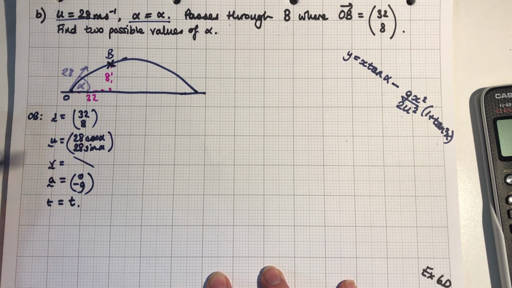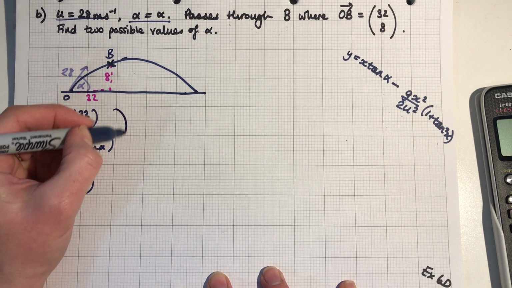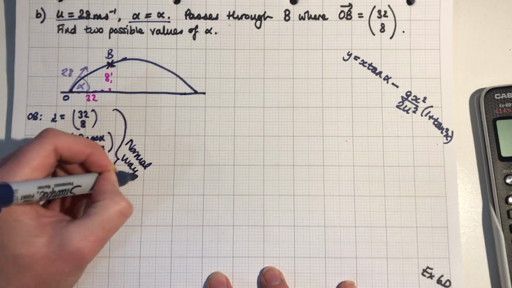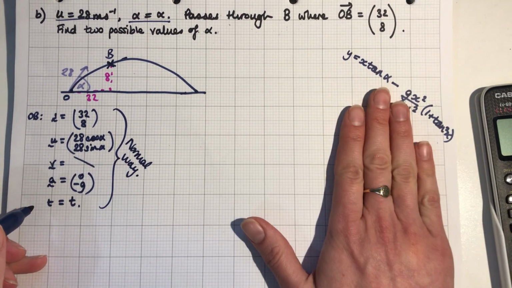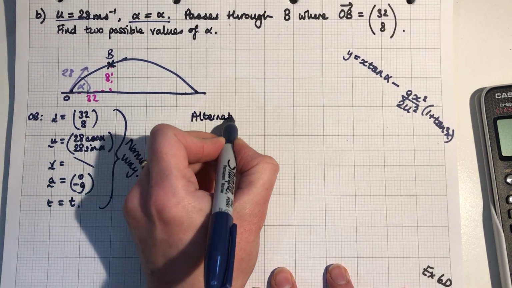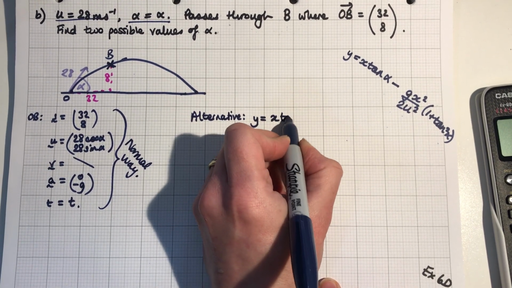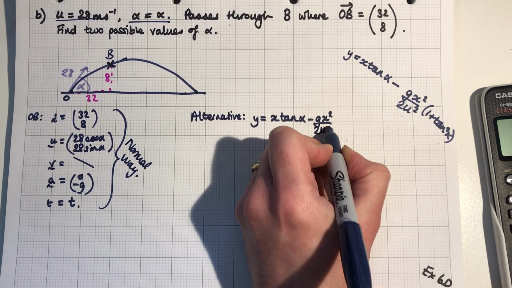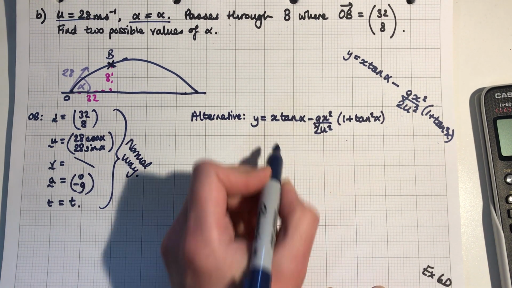But, see, this is the way I would normally approach it. Let's put here, normal way. What I'm going to do, however, because this is a part B and we've just worked out this equation, is we're going to use the alternative way. And that's using this: y equals x tan alpha minus gx squared over 2u squared, times 1 plus tan squared alpha. So let's work with it and see what happens.